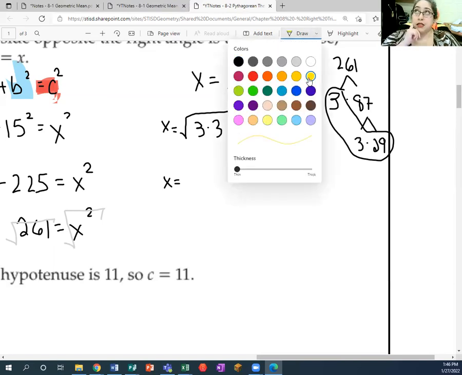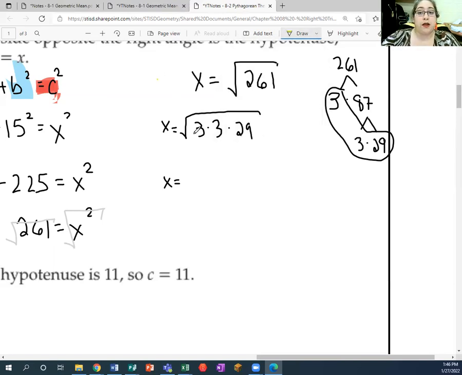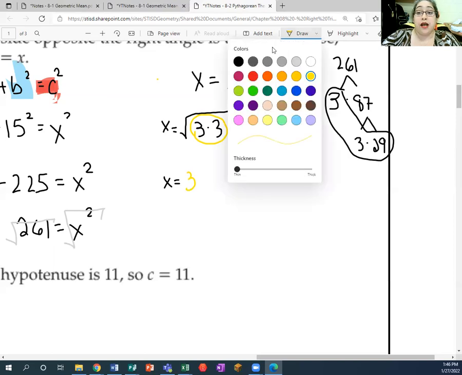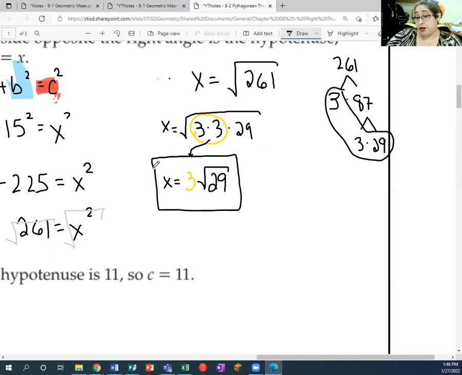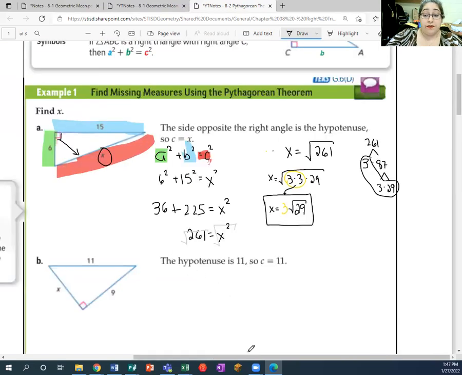All right, thinking back to what square roots want. Square roots want pairs of things. I have a pair of 3s, so I'm going to write 3. And I don't have any more pairs in there, so I have the 29 by itself. So I'm going to write the square root with the 29 inside, because that's what's left over after these two 3s hook up and go out on a date. That is the exact measure of the hypotenuse of this triangle.